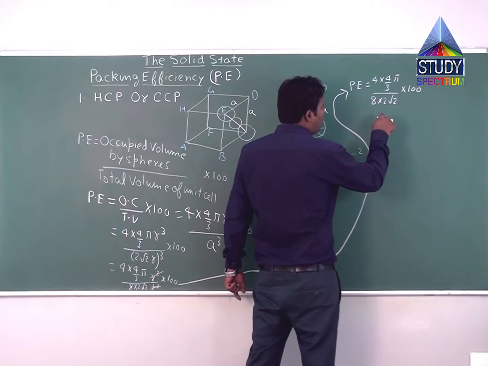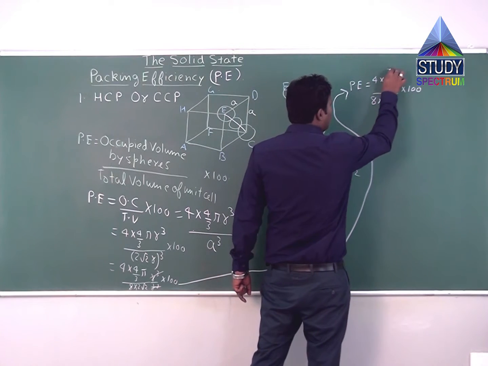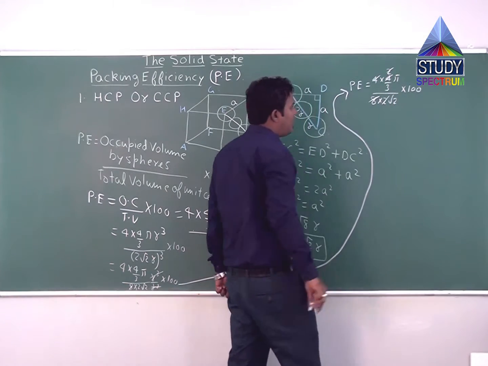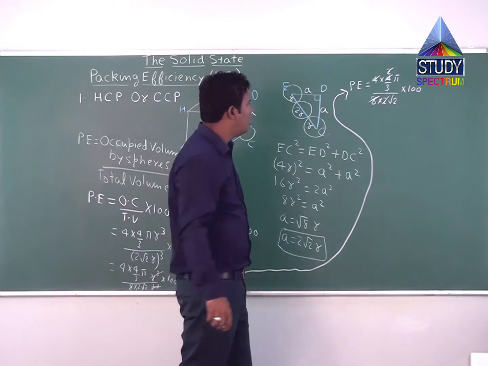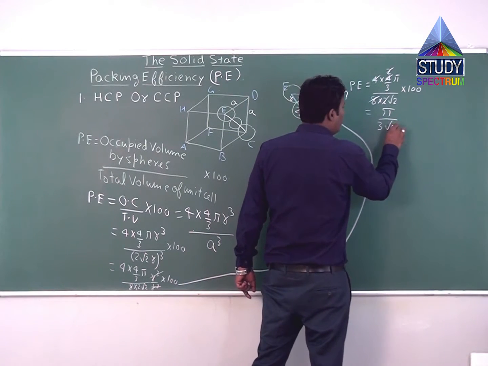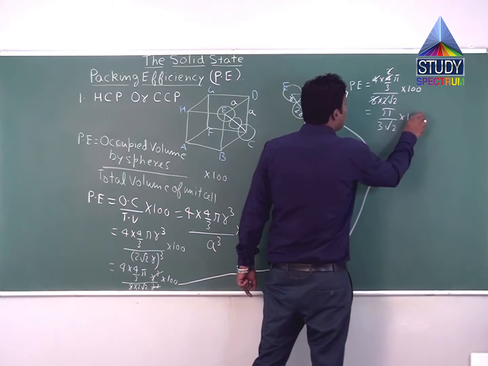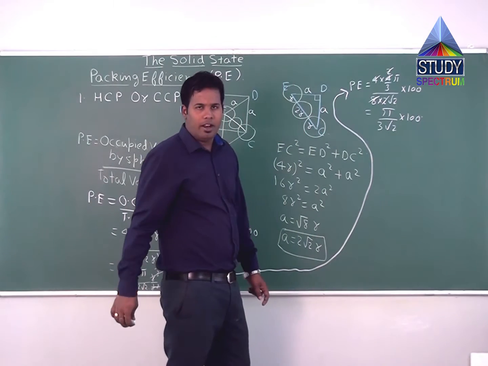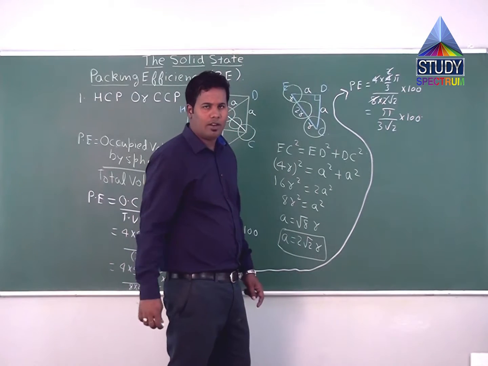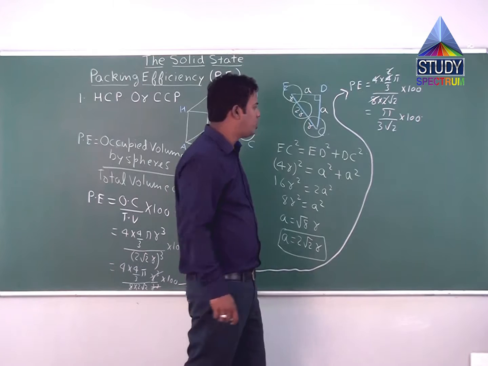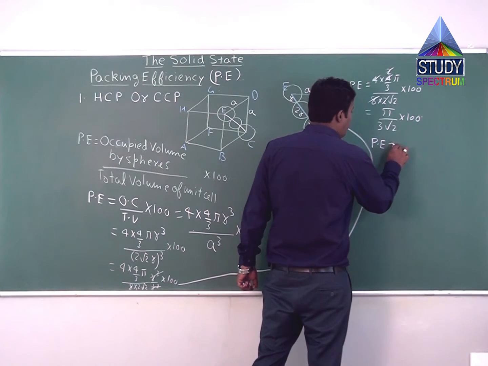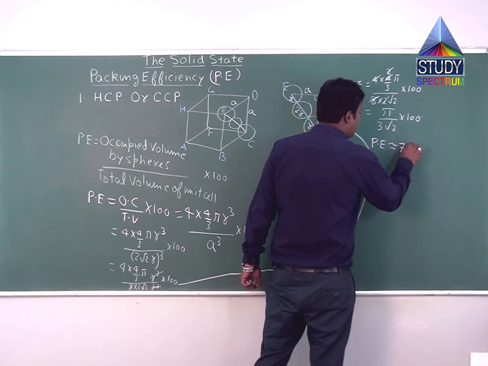So if I try to solve this, 2 2s are 4, 4 into 2 is 8, so 4 into 2 is 8, which gets cancelled with this 8 present in the denominator. So it becomes pi upon 3 root 2 into 100. Now if I substitute the value of pi as 3.14 or 22 by 7, divided by 3 root 2 into 100, the packing efficiency turns out to be almost 74%.